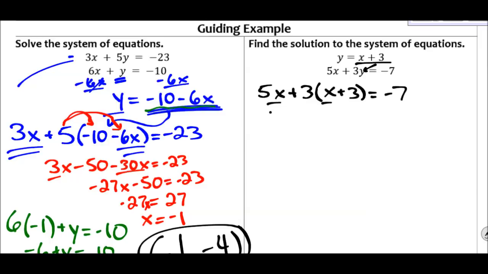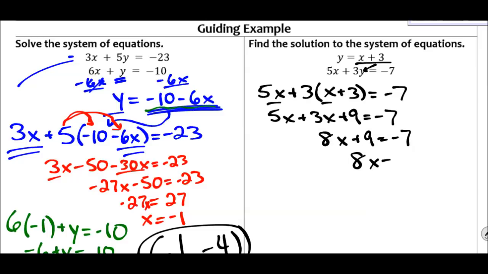So I'm going to distribute first. That gives me 5x plus 3x plus 9 equals negative 7. We combine like terms, and 8x plus 9 equals negative 7. And then 8x equals negative 16. I just subtracted 9 from both sides. Last step is just dividing by that 8. That gives me that x is negative 2.